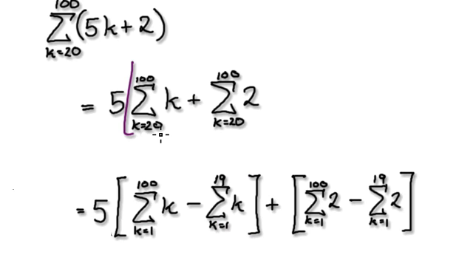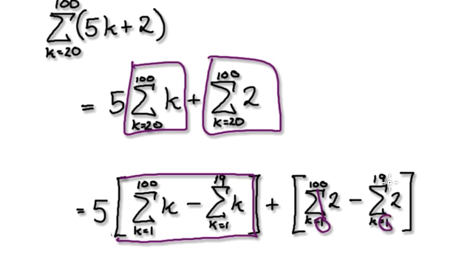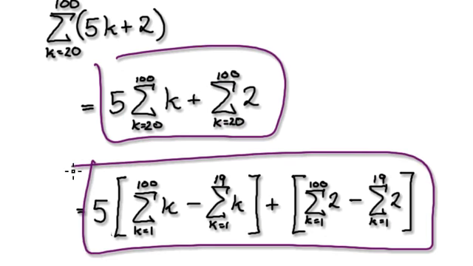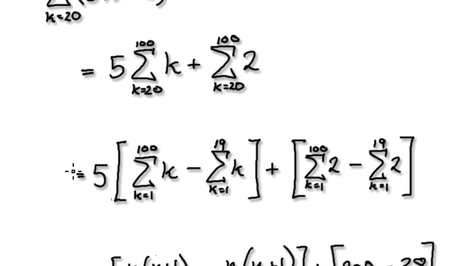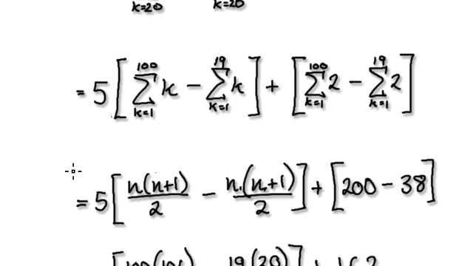Anyway, this whole thing here will become this here, and then this thing here, same idea: get it from 1 to 100, and then take away from 1 to 19. That will give you from 20 to 100, if that makes sense. So this thing here will become this thing here, and then now it's just jump into your calculator.